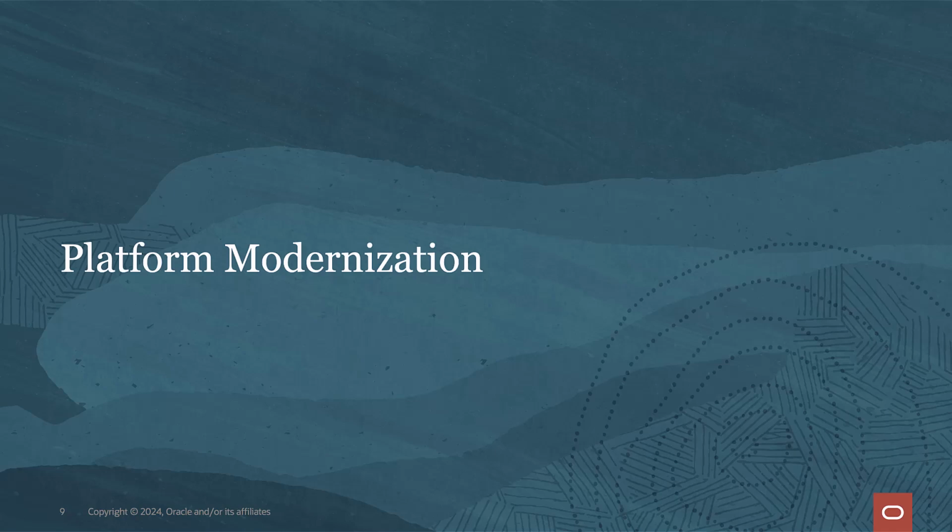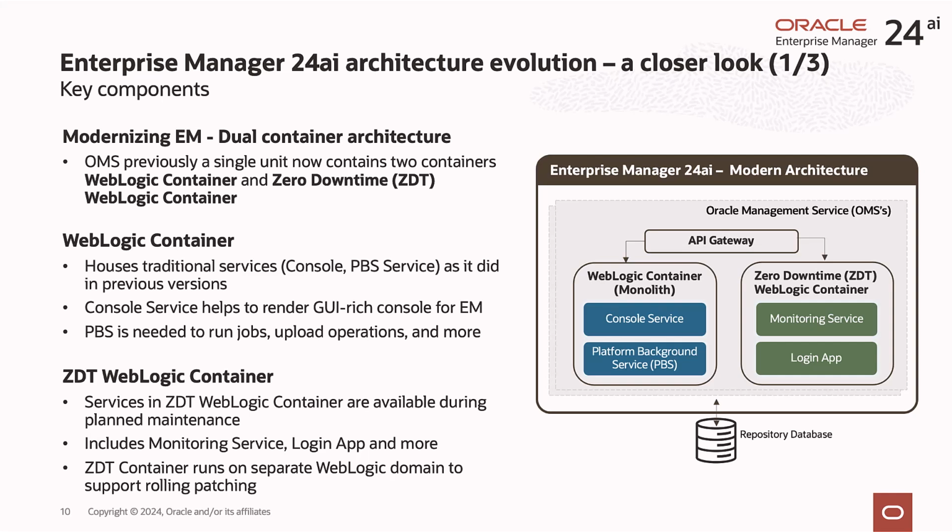Let's dive in and review our modernized platform. Let's take a closer look at the evolution of Enterprise Manager architecture and how it has been modernized to better support operational needs and continuous monitoring. The first one is the dual container architecture. One of the most important advancements in this evolution is the introduction of a dual container architecture. So the architecture is now split into two containers.